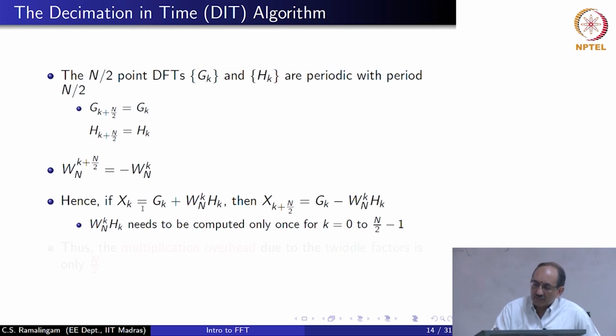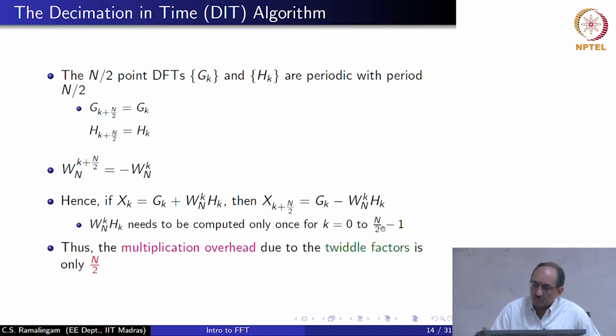Therefore, if you want to form xk over all k, then you need to compute this product which appears in the second term only from 0 to n by 2 minus 1, because from n by 2 to n minus 1 this second term is just the negative of the previous term, alright. Therefore, this overhead applies only for half the indices. So this needs to be computed only from k going from 0 to n by 2 minus 1. So the multiplication overhead due to the twiddle factor is only n by 2, alright.